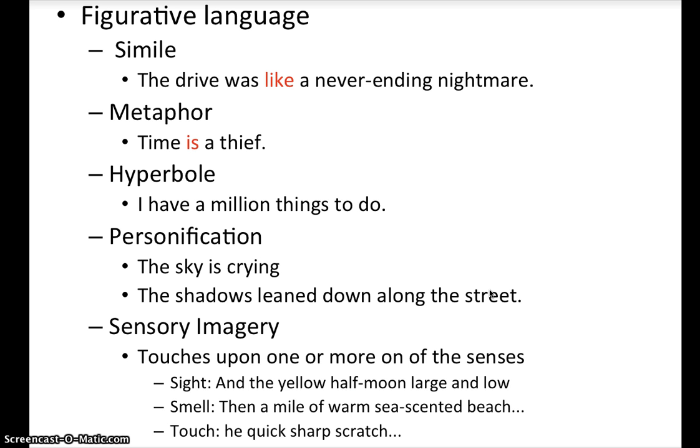All right. And sensory imagery touches upon one or more of the senses, like sight. And the yellow half moon, large and low, we can see it, the color and where it is on the horizon. The smell: then a mile of warm, sea-scented beach. We know what that is, that salty smell. I might even bring that up. Touch: the quick, sharp scratch. Oh, and that word scratch reminds me. So all of those connect to one or more of the senses, and that's sensory imagery, strong sensory imagery that connects to the reader. All right, so that's the end of part one. We will have part two here shortly.